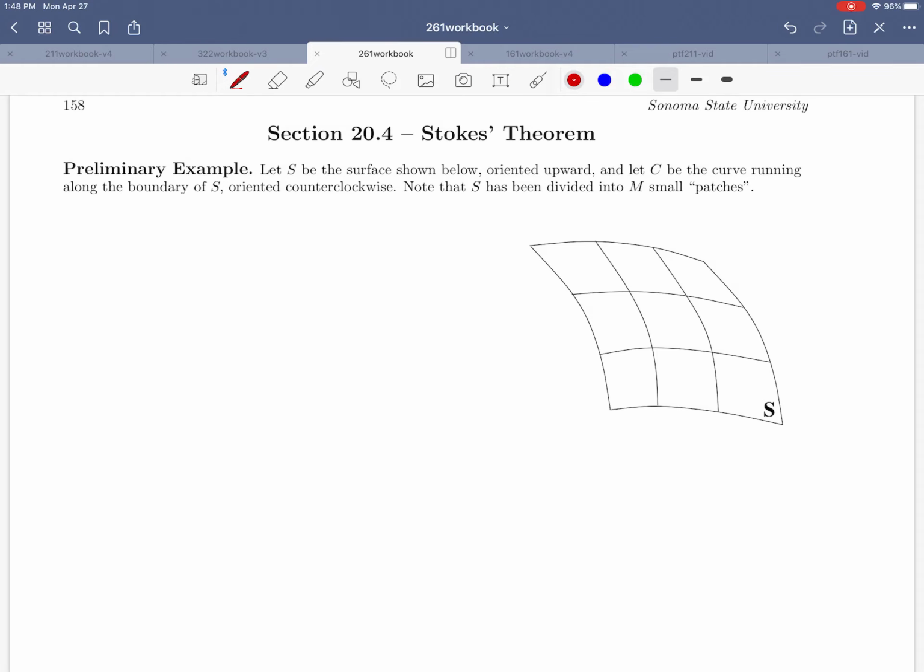Welcome to section 20.4 about Stokes Theorem. We're going to start by looking at the preliminary example where we will derive the statement of Stokes Theorem.